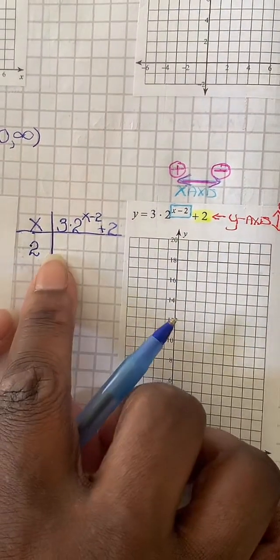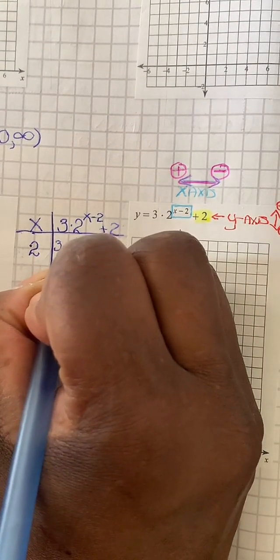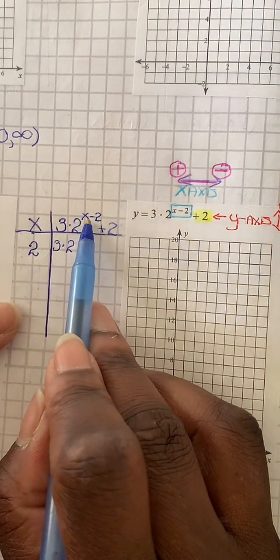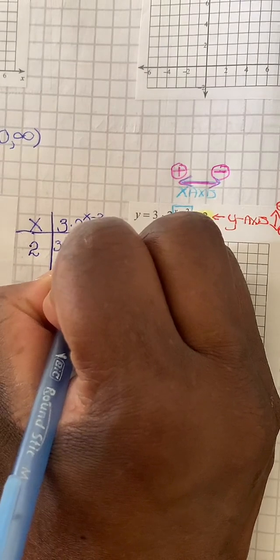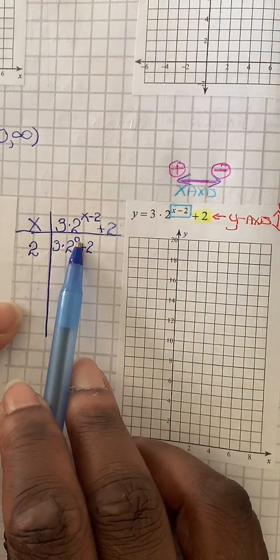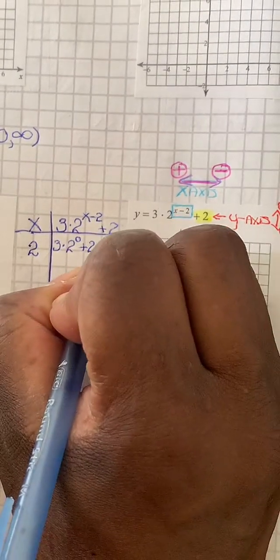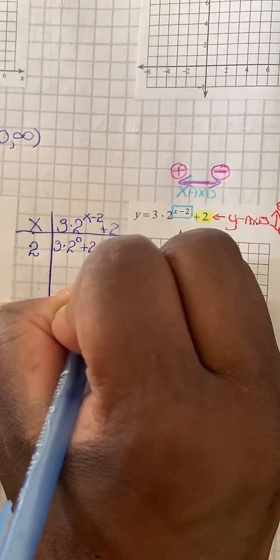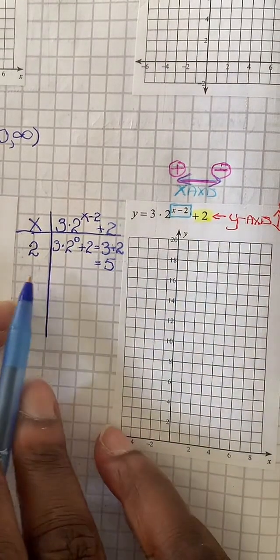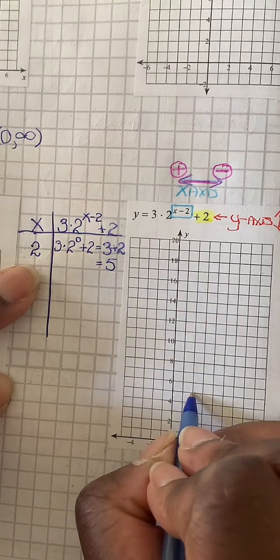All right, so now I'm going to substitute. So I have 3 times 2. If I'm plugging a 2 in for the x, 2 minus 2, that will give me 0. 2 raised to the 0 power, that will give me 1. 3 times 1, well, that will give me 3. And when I add the 2, I'm going to get 5. So I have this point, 2, 5. So here's 2, here's 5.